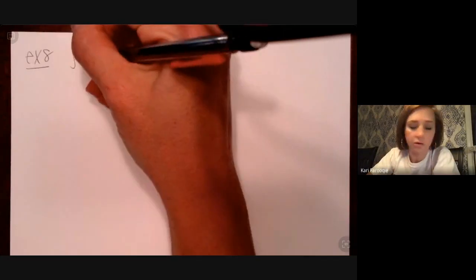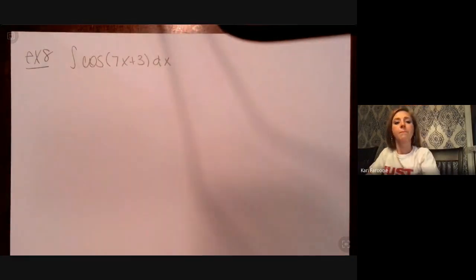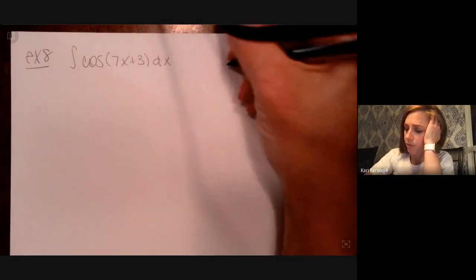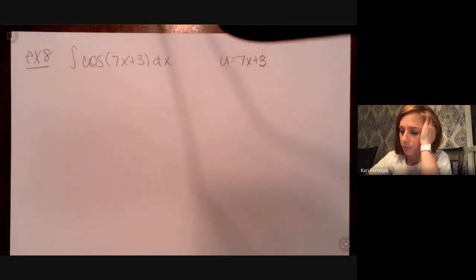Okay. Example 8. This is the integral of the cosine of 7x plus 3 dx. Now, for a lot of these trig ones, the inside function is going to be easy to catch. For instance, it's not just cosine x, it's the cosine of some function of x, 7x plus 3. So that's going to be your u. Some of these will be trickier than others, just depending on how the actual function's written.